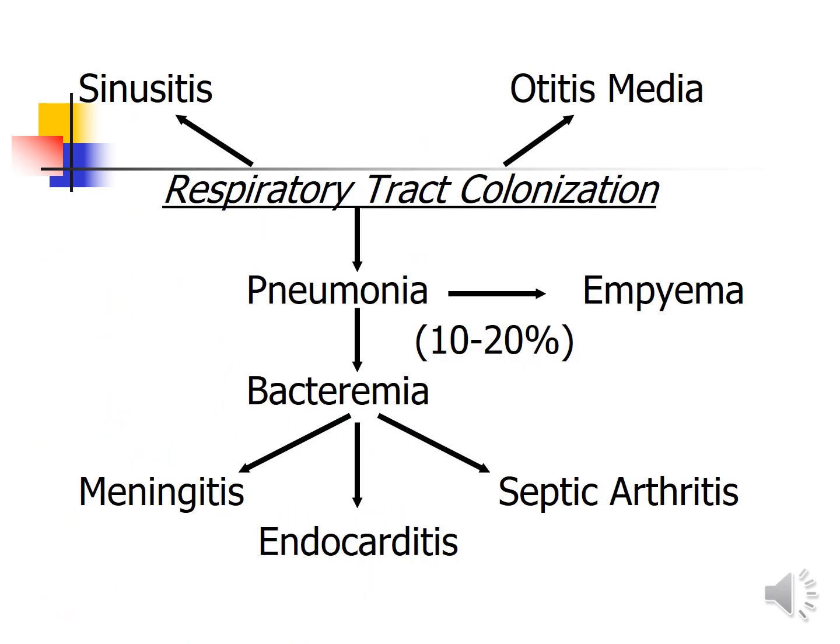Next, you have the respiratory tract colonization. These are the diseases caused by Streptococcus pneumoniae. For example, you can talk about sinusitis and otitis media, even pneumonia, bacteremia, meningitis, endocarditis, septic arthritis, and other diseases caused by this pathogen.